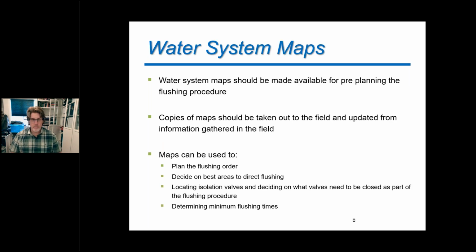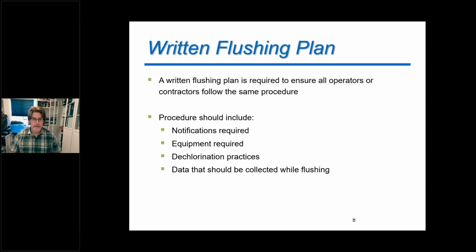So maps, we need to be able to find our locator maps and try to use those to plan out the flushing system. Once again, when we do this on the desktop, then when we're out in the field, we might say, hey, this hydrant here would be perfect as a flushing location, except there's not really good drainage around here, or there's some other issue with using it as a flushing point, and we might have to change the plan. So once again, having our system maps helps us do that planning.